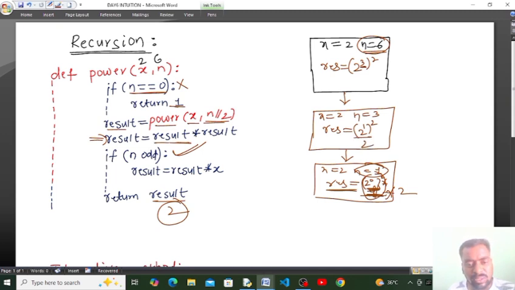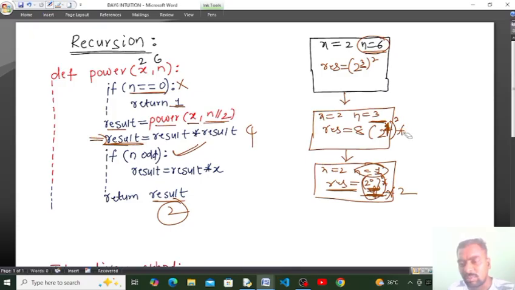So what's my result now? 2. So 2 into 2. We have to do the square here. So 2 square. So what is my result now? It is 4. And what is my power here? Odd power. If it is odd power, multiply this result with this x. So 4 into 2, how much? 8. So this 8 denotes what? 2 power of 1 whole square into 2.